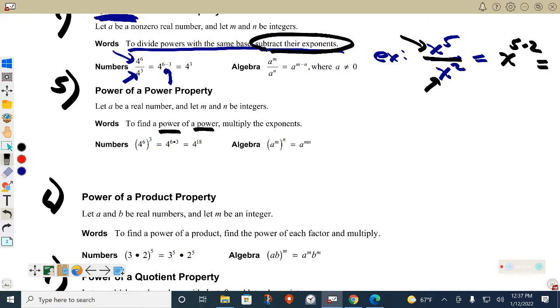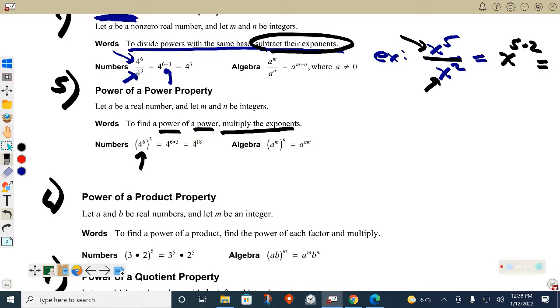Define a power of a power. In other words, something to a power, then raised to a higher power. Look at the example: 4 to the 6th power raised to the 3rd power. Power to a power. You're taking a power to a higher power. What? That's easy. Just multiply the exponents?